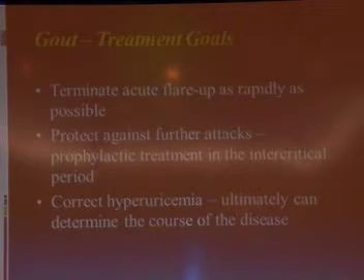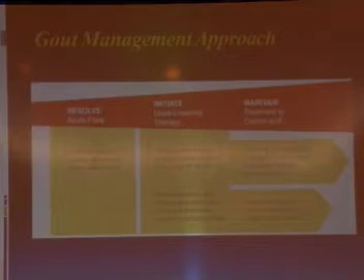Now, coming to the treatment of gout, the aims are to terminate acute flare-ups as rapidly as possible, to protect against further attacks with prophylactic treatment in the intercritical period, and to correct hyperuricemia. This is the management of gout, in which we first resolve the acute flare, then initiate urate lowering therapy, then maintain the treatment to control serum uric acid.